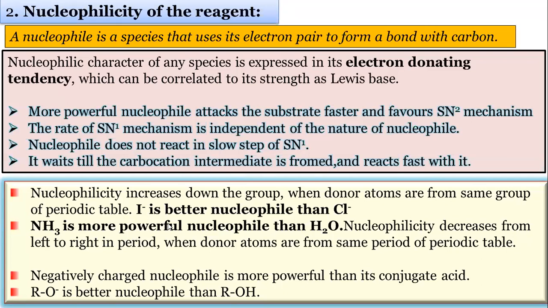Nucleophilicity increases down the group when the donor atoms are from the same group. In case of group number 17, all the halogens are there: fluorine, chlorine, bromine and iodine. Iodide is a better nucleophile than Cl-. This is for your knowledge only. The question will not be asked on this part, the part below. What is this rectangle that is given? No question will be asked here, but this is for knowledge purposes. I have given that iodide is a better nucleophile than chloride, and ammonia is a more powerful nucleophile than H2O. The examples are given here.